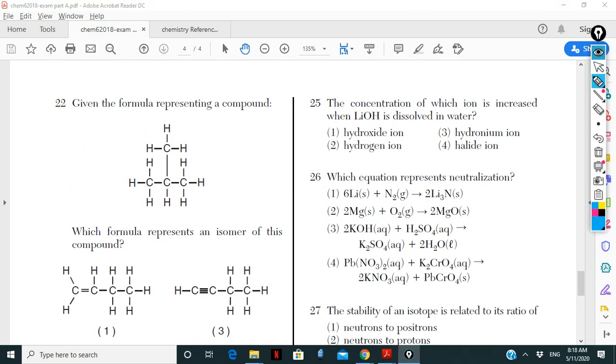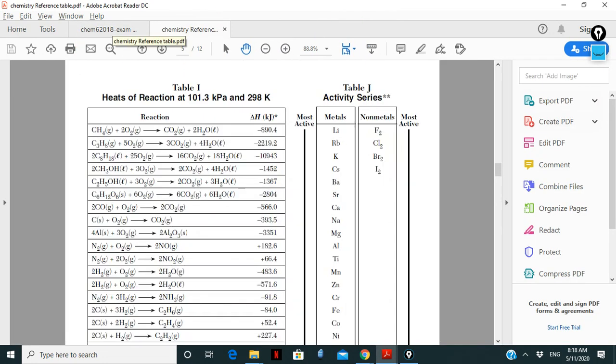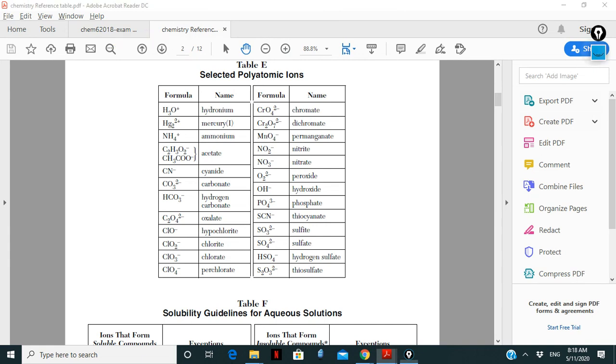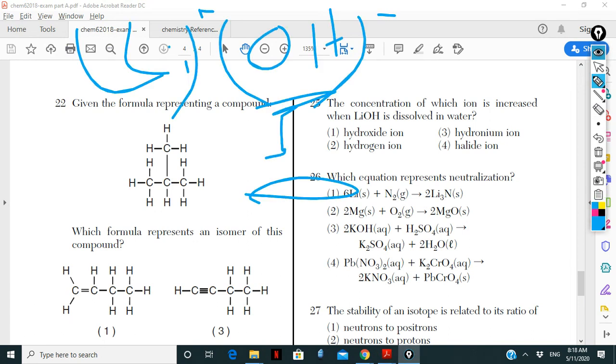Question number 25. The concentration of which ion increased when lithium hydroxide is dissolved in water? Lithium hydroxide is a strong alkaline, so it gives you hydroxide ion. If you don't know the name, you can look at the reference sheet, polyatomic ions. OH is hydroxide. So now I know it's the hydroxide ion that increased. So the answer for 25 is 1.